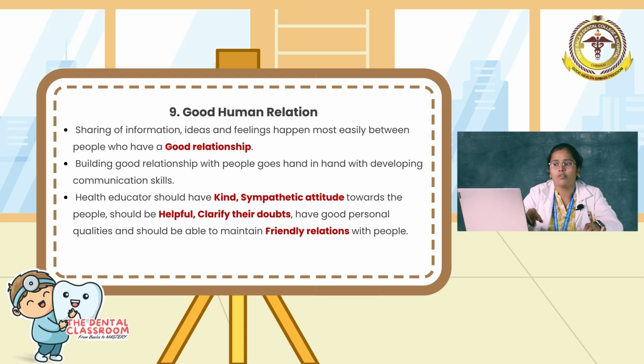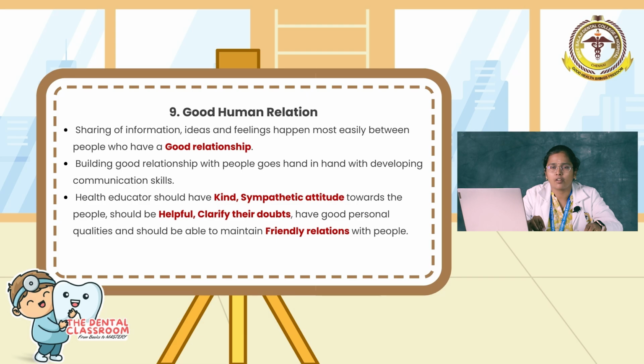Next, 9th one is good human relation. Any health educator should have a better human relationship with the population or the receiver, so that they will have a good communication between them. Sharing information, ideas and feelings happen most easily between the people who have a good relationship, and building a good relationship goes hand in hand with communication skills of the educator.